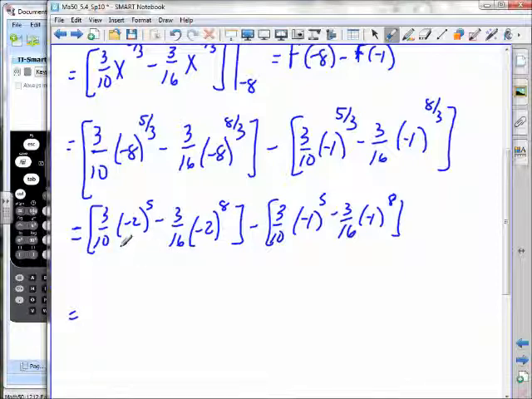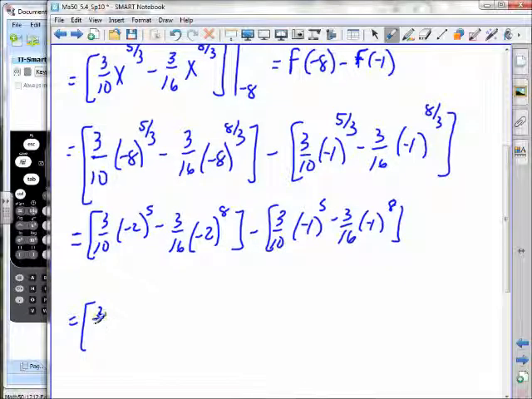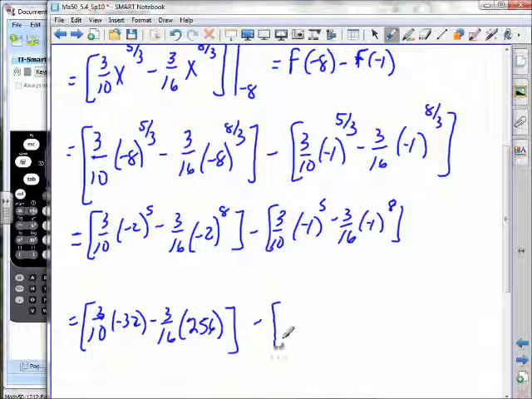-2 to the 5th power. Is it going to be positive or negative? It's going to be negative. -2 to the 5th power, anyone happen to know what that is? -32. So we've got 3/10 times -32 minus 3/16. Now I don't know what the 8th power of 2 is. Is it positive or negative? Positive 256. Do you have that memorized? You just worked on it. Okay. And this is going to be a little easier.